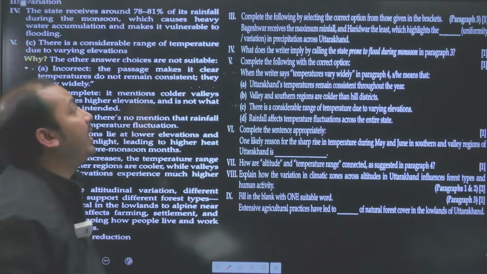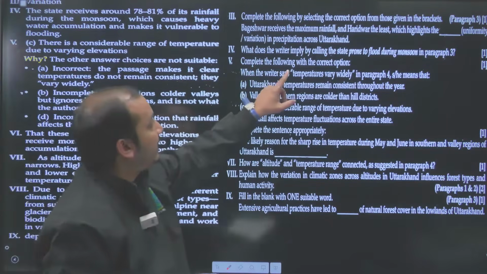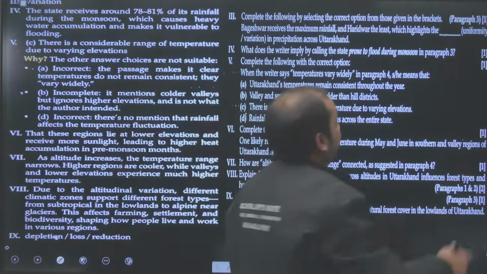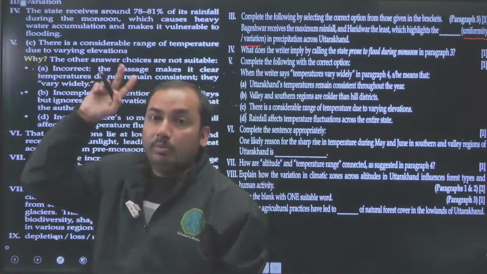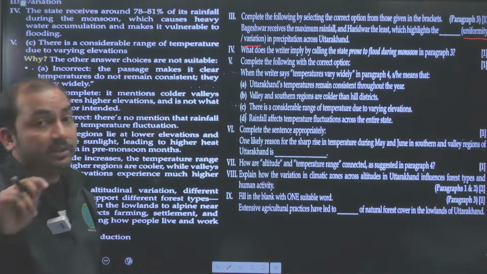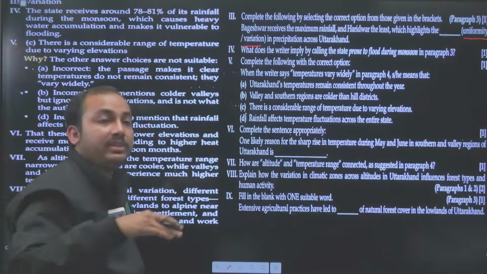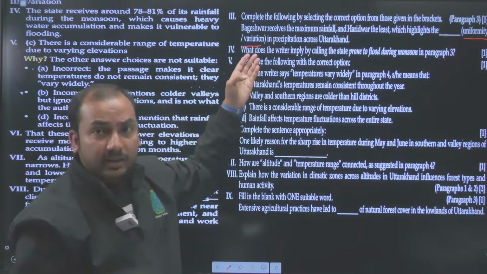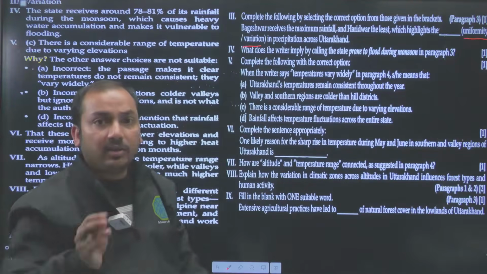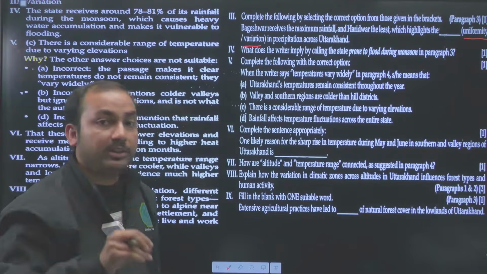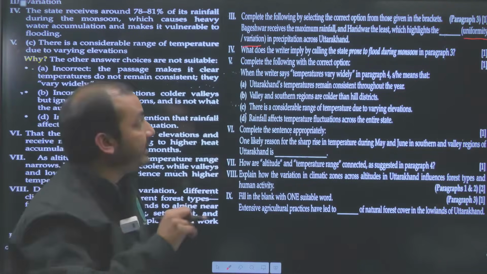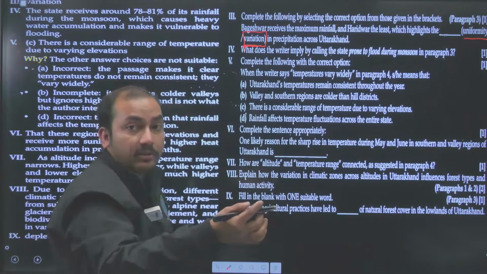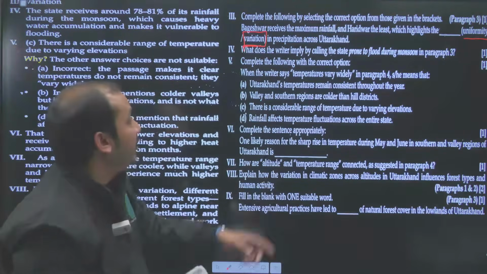So the next question, complete the following by selecting the correct options from those given in the brackets. Bhageshwar receives the maximum rainfall and Haridwar the least, which highlights the dash. Uniformity and variation, both of the two words are given there. Uniformity means equal. Variation means different. So exactly we can get the idea that there is maximum rainfall in Bhageshwar and least rainfall in Haridwar. It means we are not talking about equality, we are talking about differentiation. So here the correct word for this blank would be variation. Why? Because it means different. The climatic condition of both the districts is different according to the writer or author.